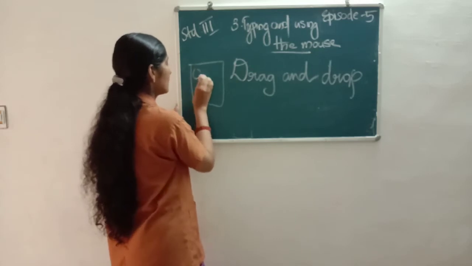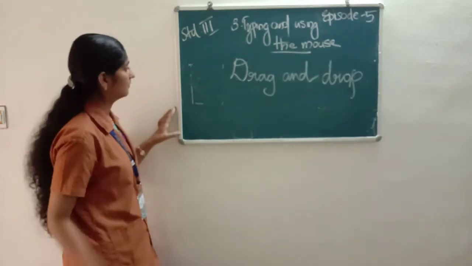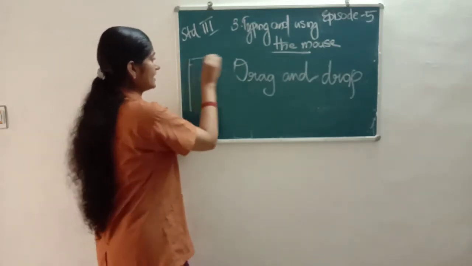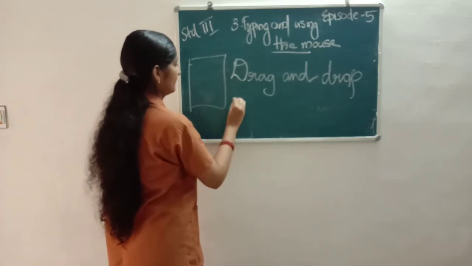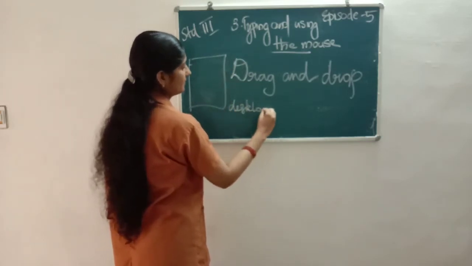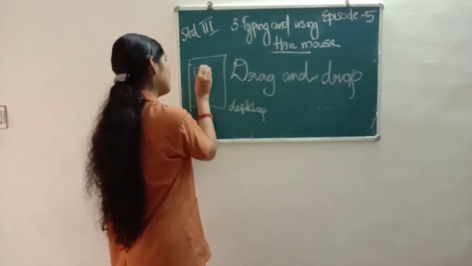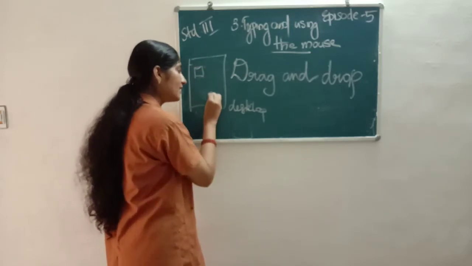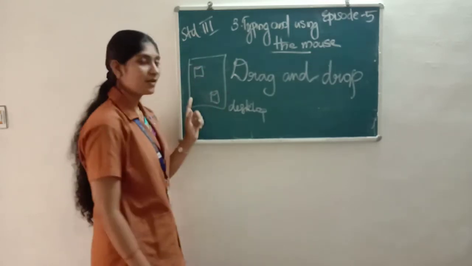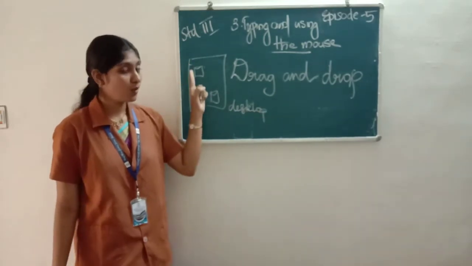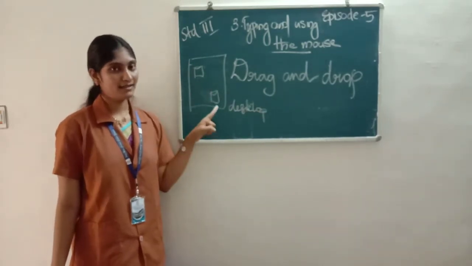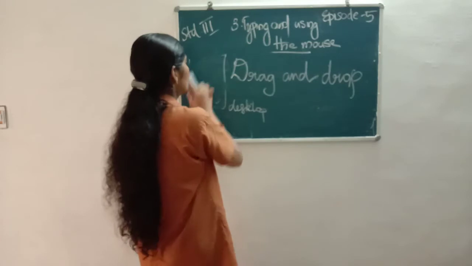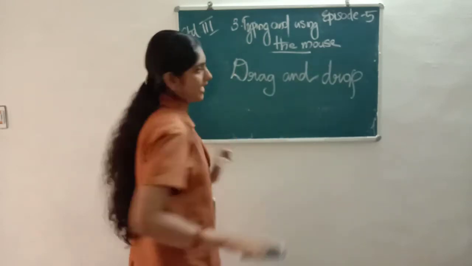So this is the desktop. Just imagine this is a desktop and this is a file which is placed here. If you want to move this file to another location, you can use the action drag and drop. If you want to move from a location to another location, which action can you use? Drag and drop. Let's see how to do this action, that is how to do drag and drop.